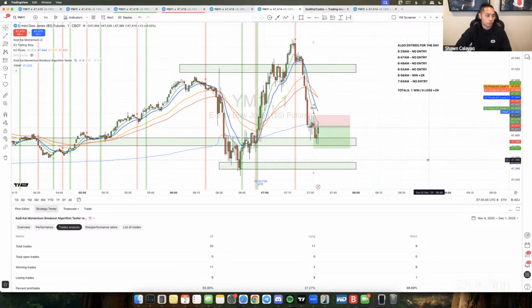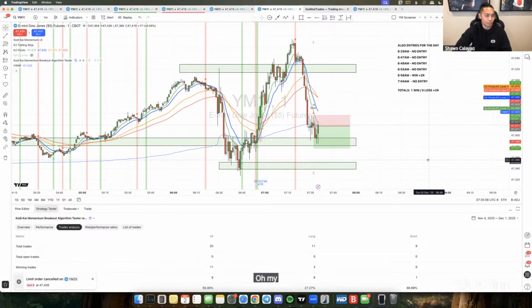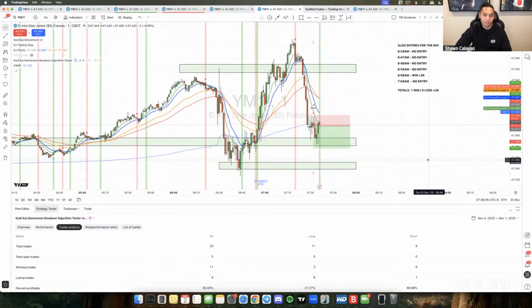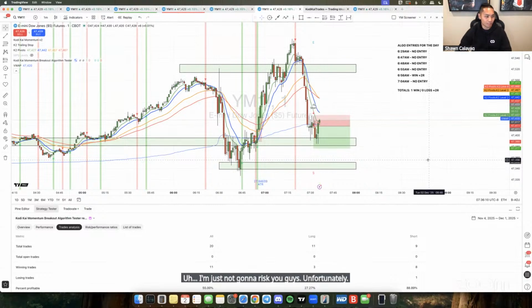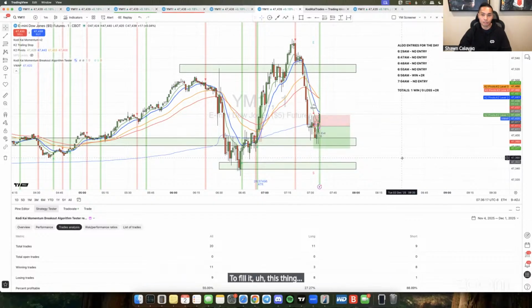As soon as I was gonna enter that position, I got a connection loss. I canceled it. Oh my God, NinjaTrader is messing with me today. As soon as I put my limit order, it said connection loss, so I immediately canceled it. I'm just not gonna risk it, guys. Unfortunately, I'm not gonna take that risk because it literally said connection loss as soon as I put a limit order there to fill it. Canceled.